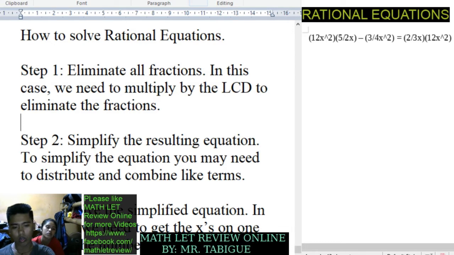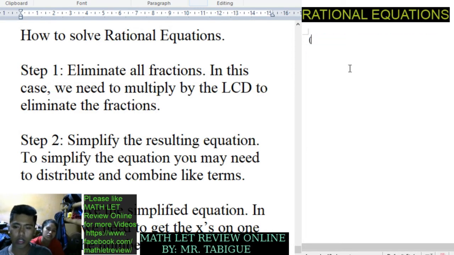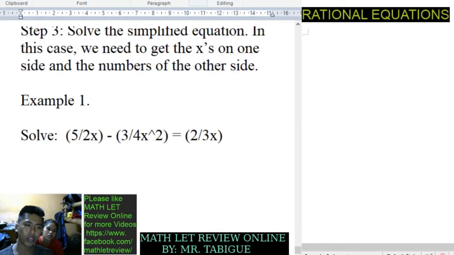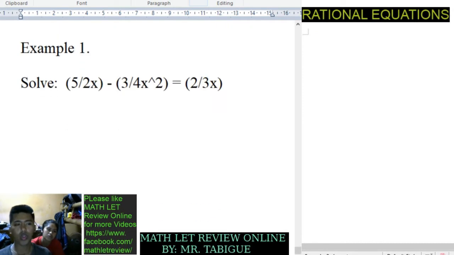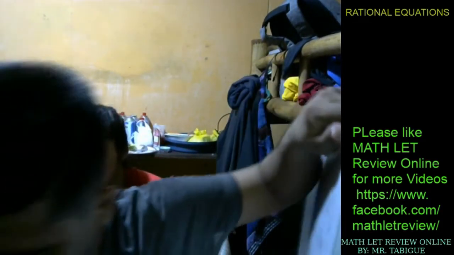Of course, as in a typical discussion, we start with one example. Example: solve the quantity 5 over 2x minus the quantity 3 over 4x squared is equal to the quantity 2 over 3x. Let me enlarge it so we can write it down, and we will use this to go step by step.